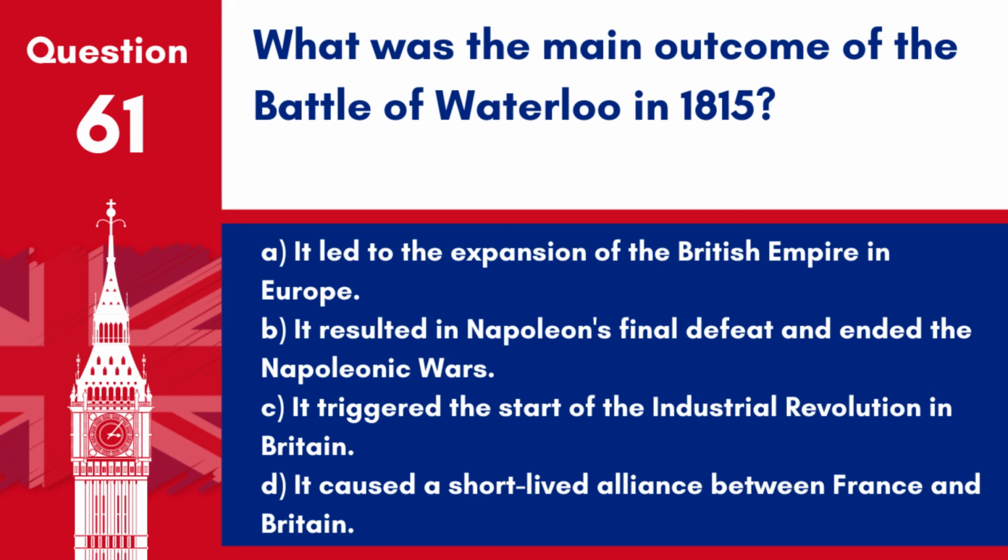Question 61. What was the main outcome of the Battle of Waterloo in 1815? A. It led to the expansion of the British Empire in Europe. B. It resulted in Napoleon's final defeat and ended the Napoleonic Wars. C. It triggered the start of the Industrial Revolution in Britain. D. It caused a short-lived alliance between France and Britain.